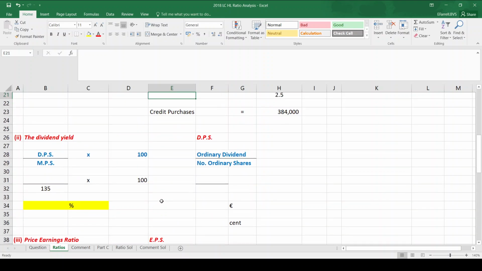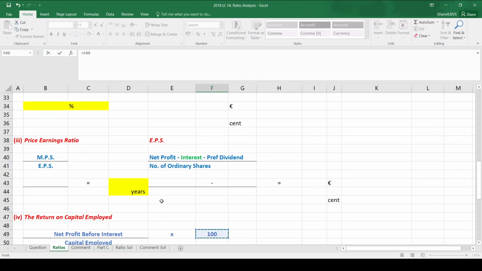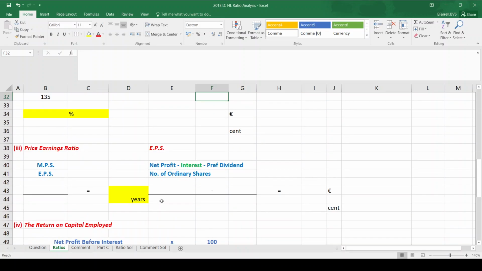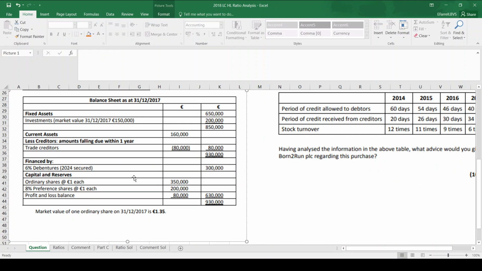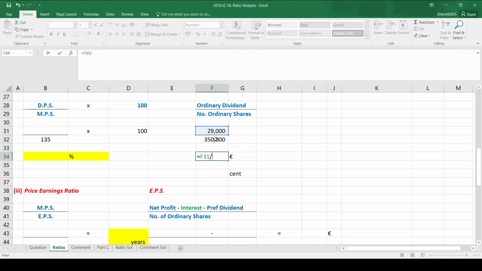So back to our ratio here, dividend yield. Now it's ordinary dividend, which we're after working out there. So I'm just going to go back down and get my ordinary dividend, which is 29,000 over the number of ordinary shares. So the number of ordinary shares I get from my balance sheet. How many ordinary shares are there? There are 350,000 ordinary shares. So again, I'm going to divide those, and that comes to 0.0829, and that's in euros, because these figures are in euros.